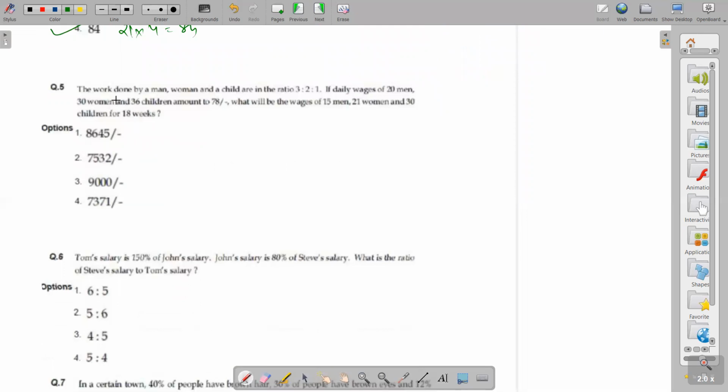Next question. The work done by a man, woman and child are in the ratio 3:2:1. Let's take it as 3x, 2x and x. If daily wages of 20 men, 30 women and 36 children amount to 78, then 3x into 20 plus 2x into 30 plus x into 36 is equal to 78. This is 60x, this is again 60x, this is 36x, which is equal to 78. 60 plus 60 plus 36 is 156, so 156x equals 78, and x is equal to half.